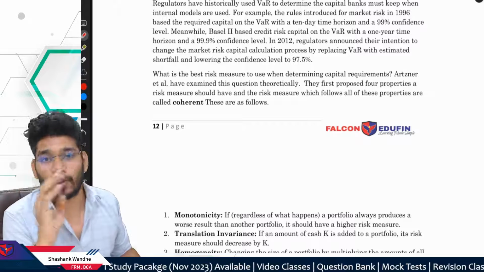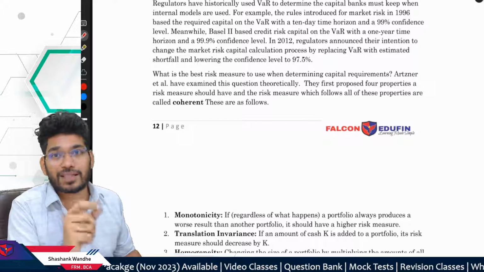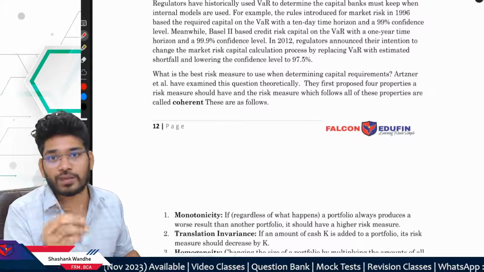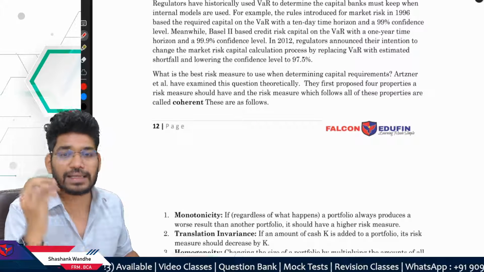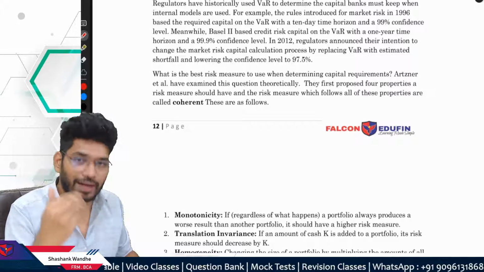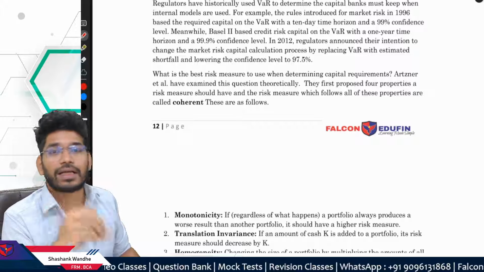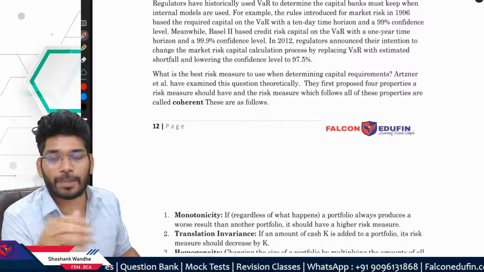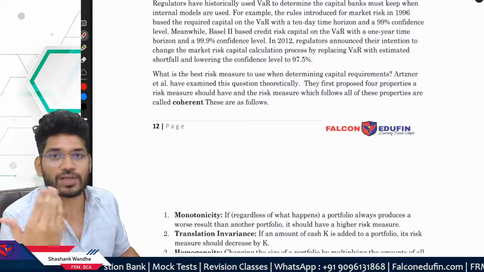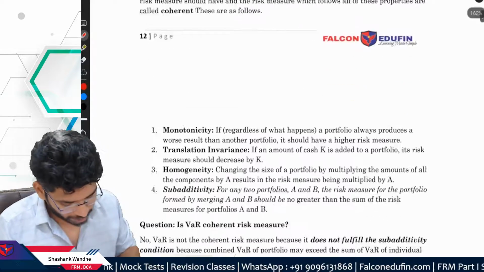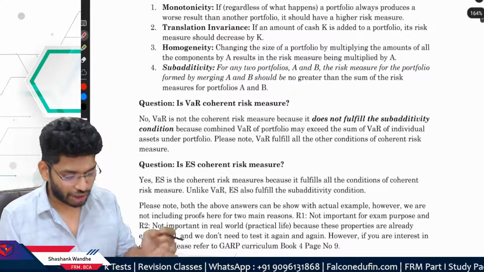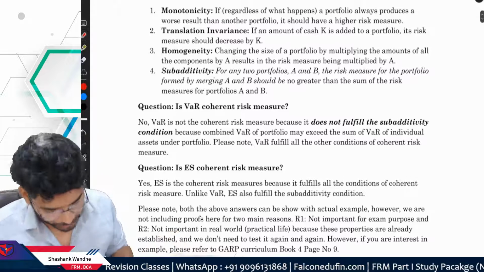So these are the 4 properties. If a particular risk measure, it can be anything, fulfills all these 4 properties, this means that particular risk measure is a coherent risk measure. If the risk measure is not fulfilling all the 4 properties, then we say the risk measure is not coherent. Now first let's see what is the meaning of monotonicity, then translation invariance, then homogeneity, and then subadditivity.